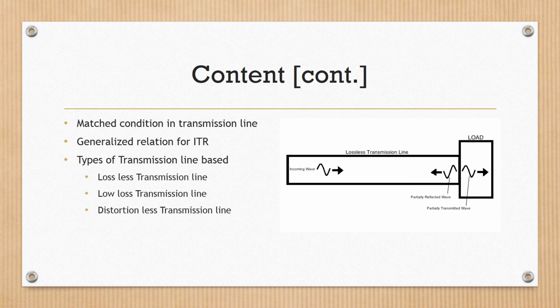Those are called the lossless line, low loss line, and the distortionless transmission line. Most of our practical lines are a part of one of these three lines. For example, telephone lines are generally called distortionless transmission lines. So the beauty of these three kinds of transmission line is what we're going to cover in our course.